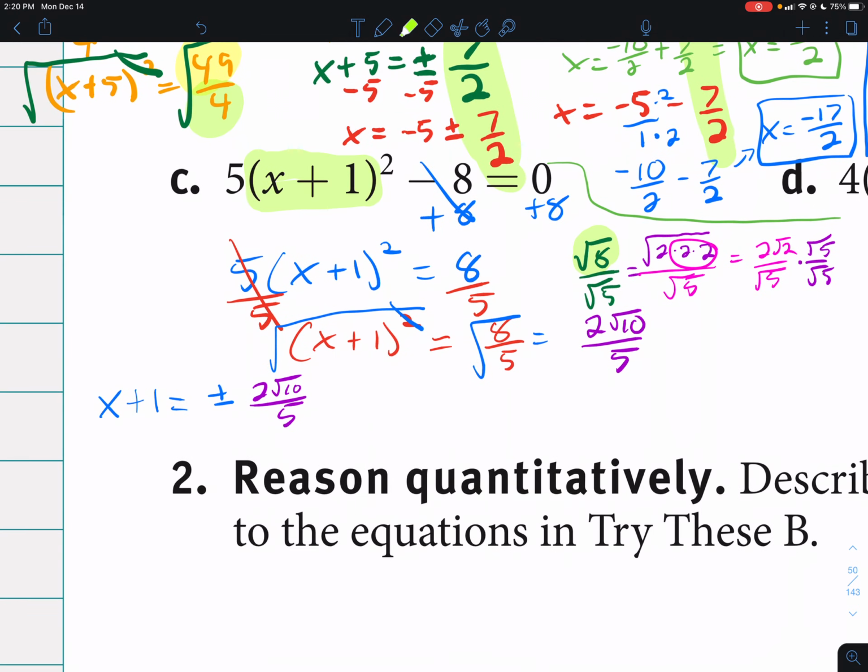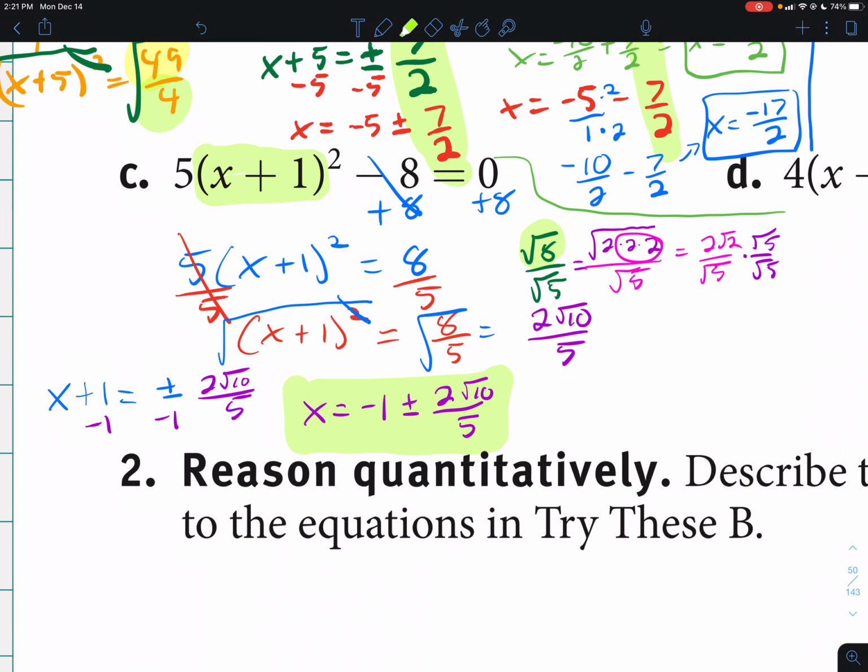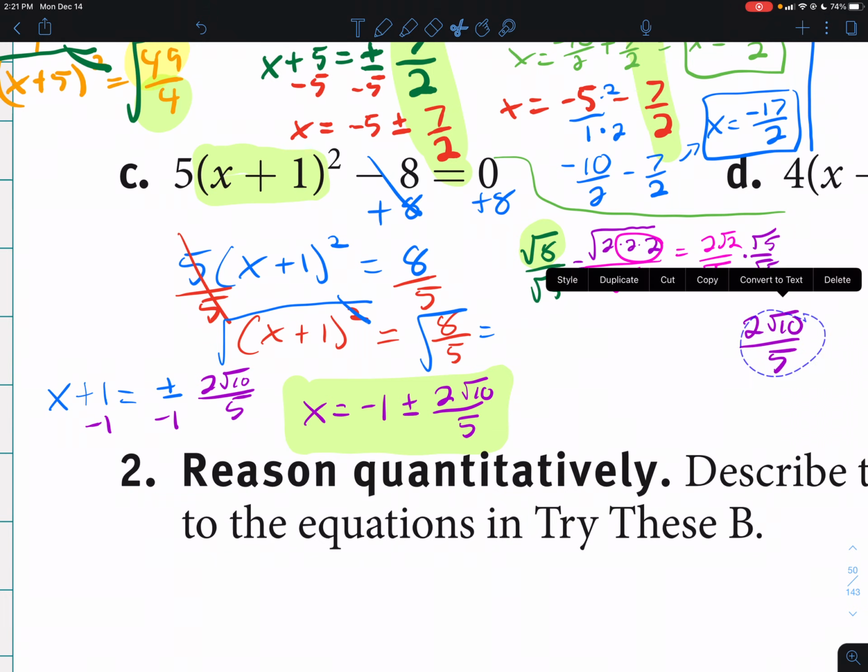Now I need to solve for x, so I will subtract 1 from both sides, and I get x equals negative 1 plus or minus 2 radical 10 over 5. You have to simplify your answer completely. It doesn't really matter when you do it, as long as you do it at some point. And just to be clear, that's technically part of the answer, but I kind of ran out of room. So equal sign and then boom.